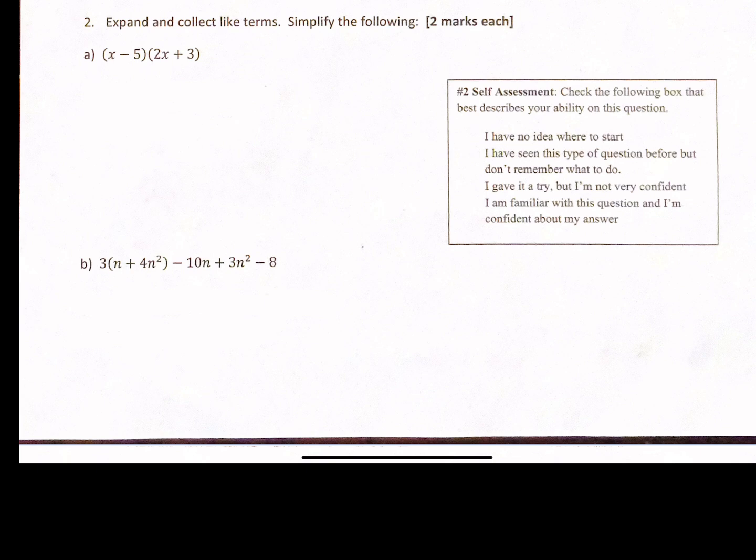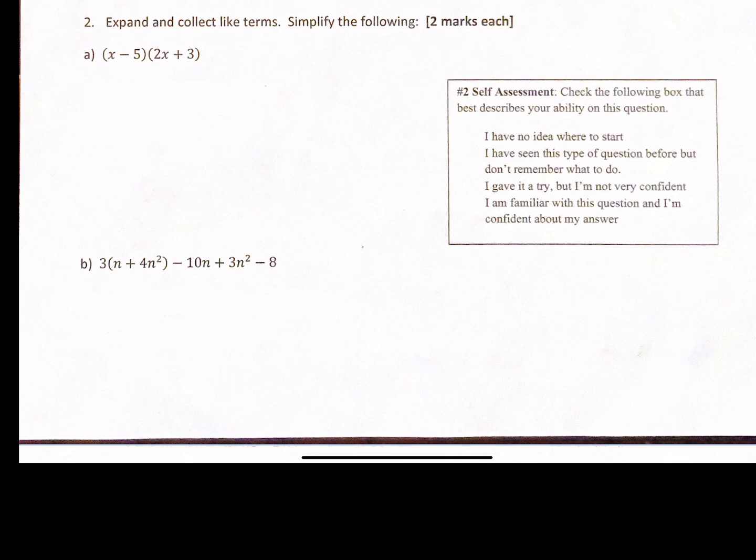From BEDMAS rules, we're going to work on a little bit of algebra with example number 2. The instructions for example number 2 say expand and collect like terms. So by expand, we mean get rid of those brackets. In this case, I see 2 separate terms in one set of brackets, and I see 2 separate terms in a second set of brackets.